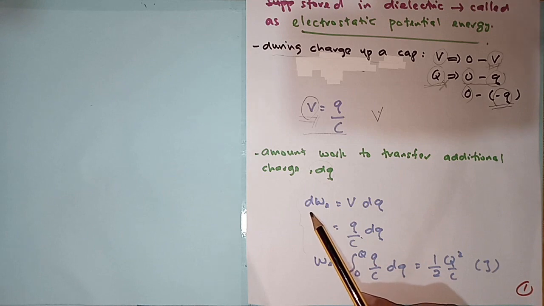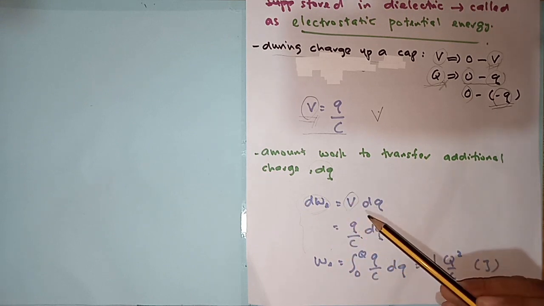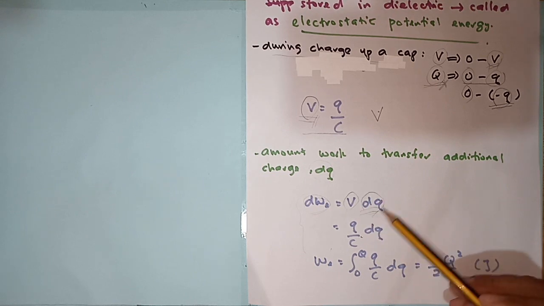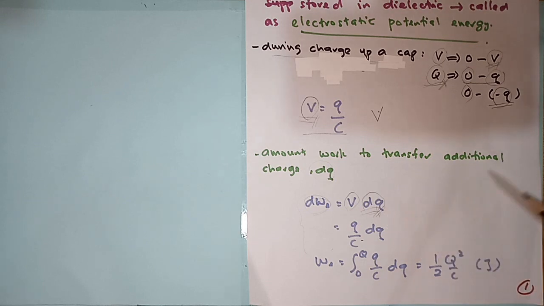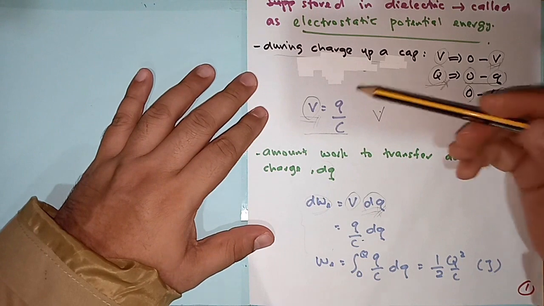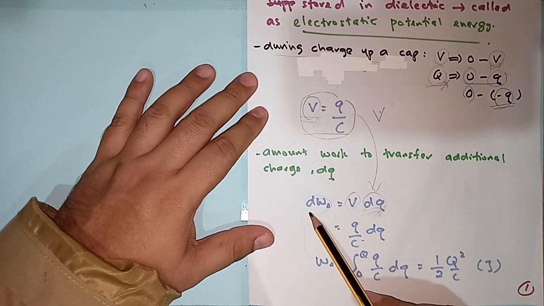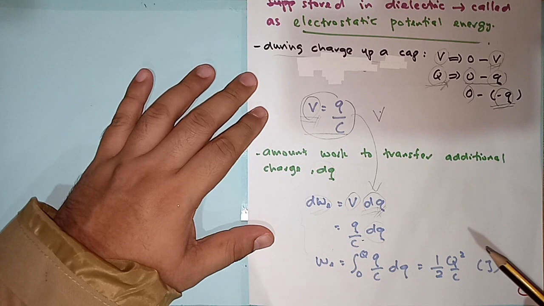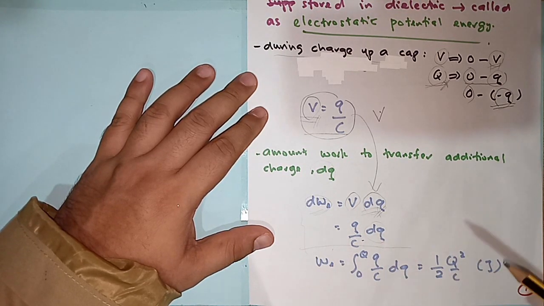Here dWe represents the work that needs to be done, or added, and is equal to V, the potential of the battery, multiplied by dq. So dq represents the additional change in the charge value on the conductor. If we replace V in this expression, we will have dWe equal to Q divided by C multiplied by dq. And in order to solve this expression, we need to integrate both sides.